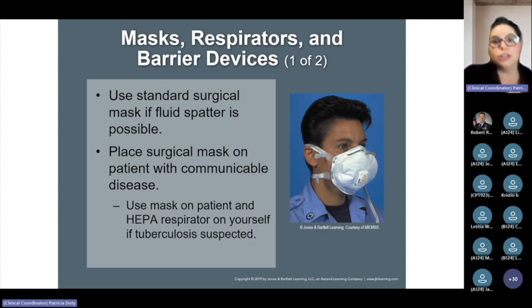Okay, masks, respirators, and barrier devices. Now, we've learned a lot about the different kinds of masks from our wonderful world of COVID, but I want you to know what National Registry needs you to know. So we use our standard surgical masks if there's fluid that's possible, right? You can place a surgical mask on the patient with a communicable disease, especially if it's somebody that's got TB. We want to use a HEPA respirator on these people, okay? And the reason for it is because we're protecting them from giving it to us, and we're protecting ourselves also from getting it.